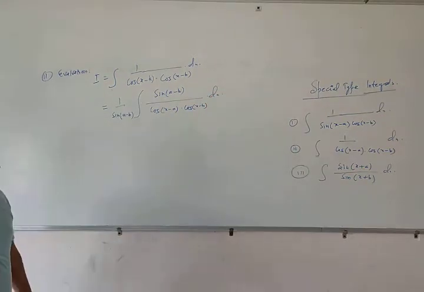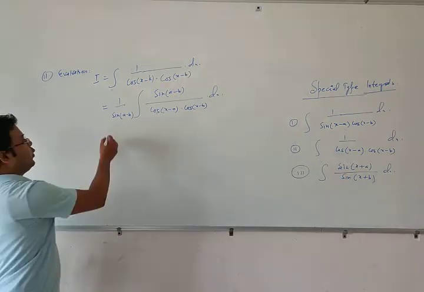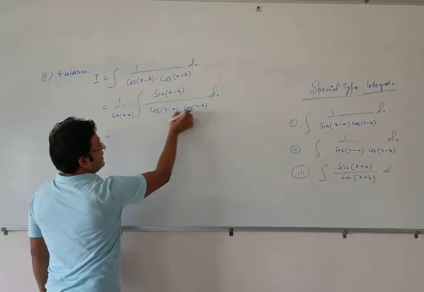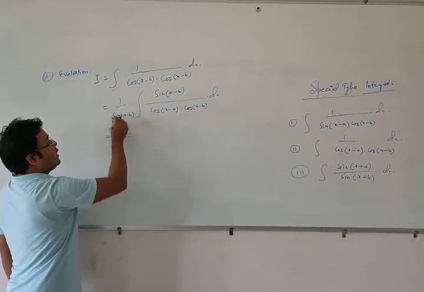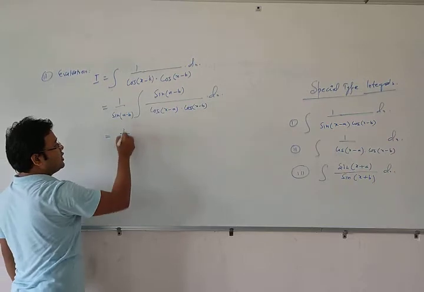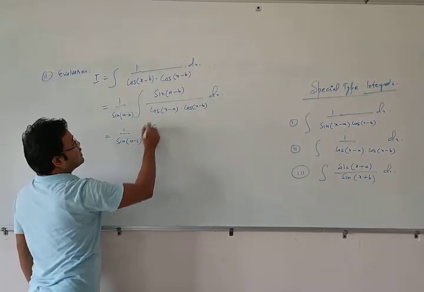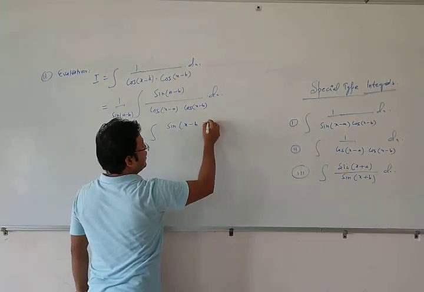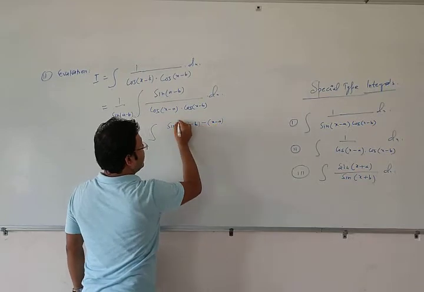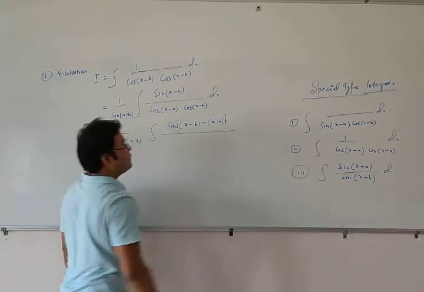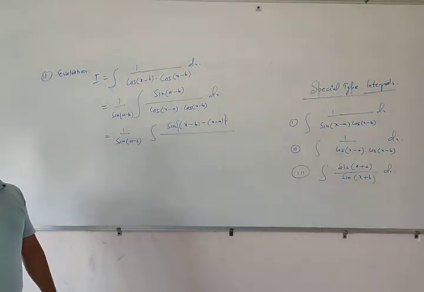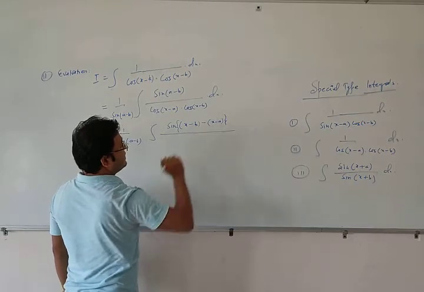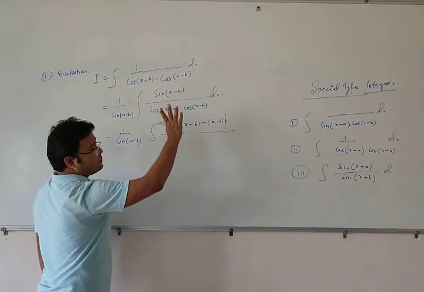As we have already seen, we have to write the angle a minus b in terms of x minus a and x minus b. So according to the last question, we can write a minus b as (x minus b) minus (x minus a). Can we write it or not? We can write it. If we break the bracket, we will get this result.